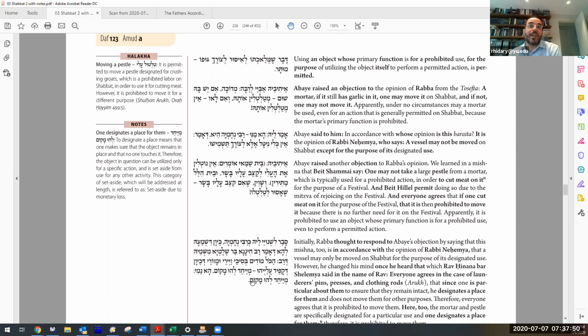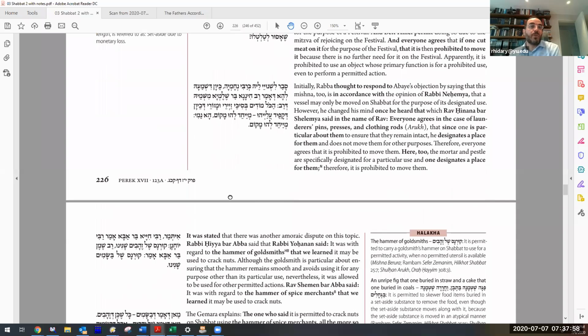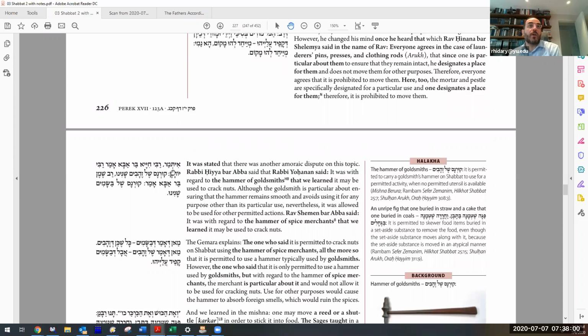And so now he has a second answer. He doesn't have to claim that these sources are only Rabbi Nechemia. He could say everyone agrees with it by recategorizing these things as specialty items, expensive items.